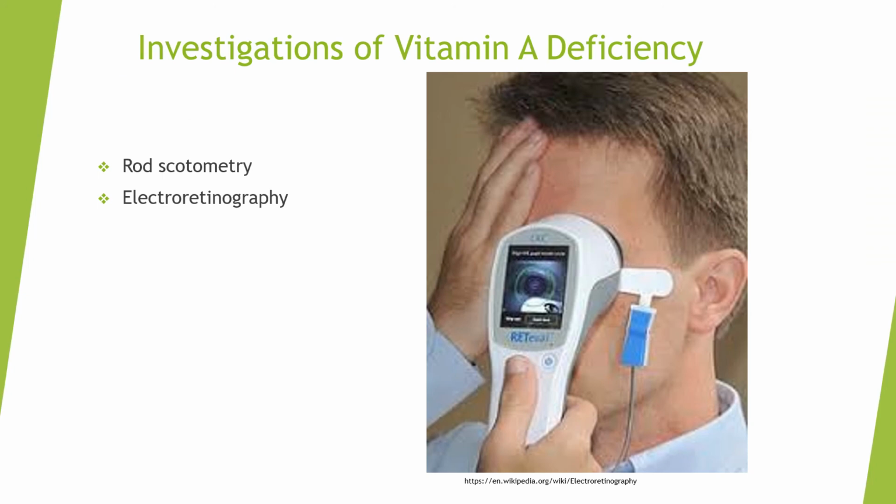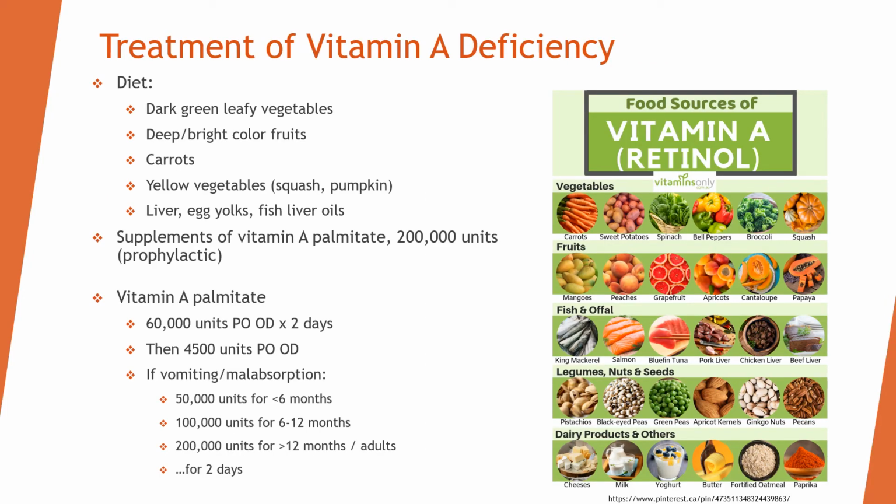Investigations of vitamin A deficiency include the rod scotometry and electroretinography, because the night vision is impaired due to the rods being affected the most from vitamin A deficiency. Treatment of vitamin A deficiency includes diet modification, eating a lot of dark green leafy vegetables, carrots, deep or brightly colored fruits, yellow vegetables like squash and pumpkin, and liver, egg yolks, and fish liver oils may alleviate some of the symptoms and supplement the body with more vitamin A.